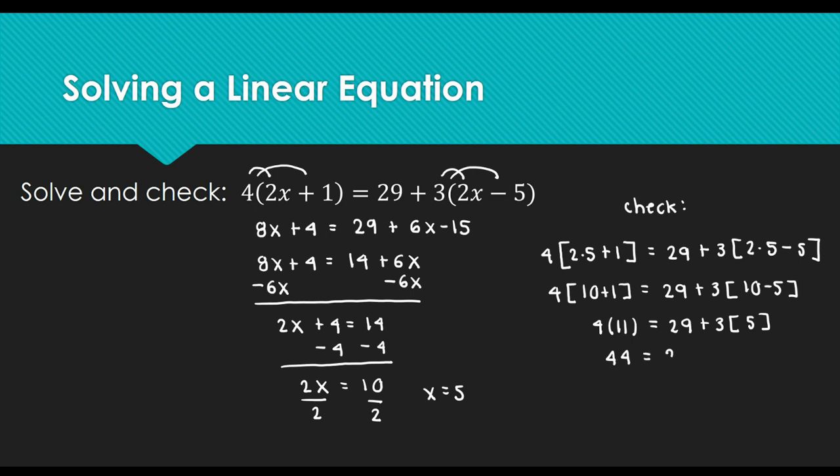Over here, hopefully this will also get me 44. Well, multiplication comes before addition, so 3 times 5 is 15. Notice that 29 plus 15 is going to get me the 44. So it checks out that I did end up getting the left side to equal the right side. So that's why x truly does equal 5.